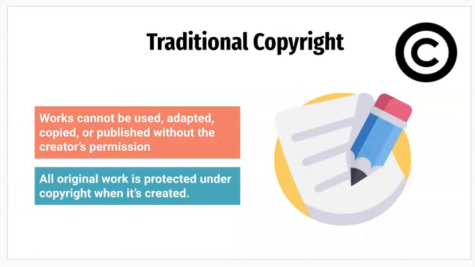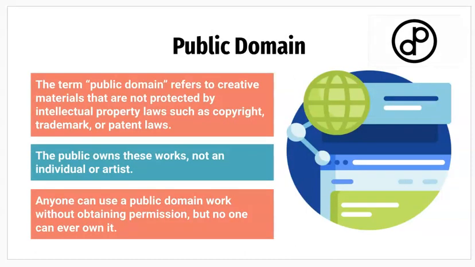So what are the symbols that we need to look out for when we are looking for what is copyrighted and what isn't? First, we have the traditional copyright symbol, which we have already talked about a little bit, the C with a circle around it. This is where works cannot be used, adapted, copied, or published without the creator's permission. All original work is protected under copyright when it is created. Next, we have public domain, though.